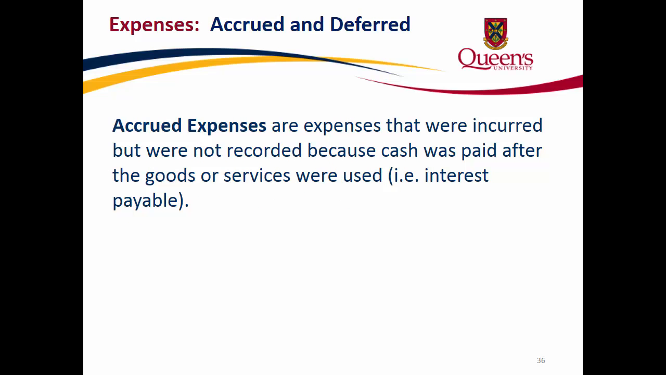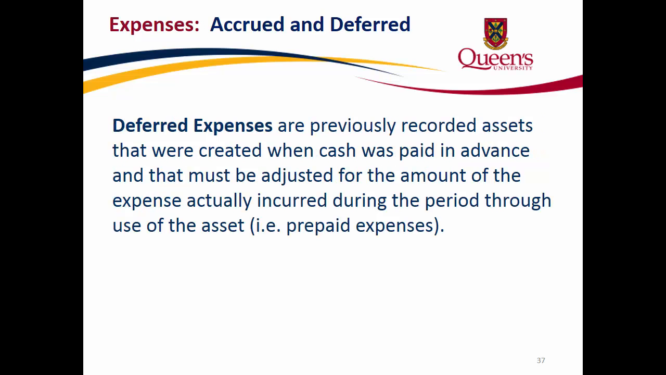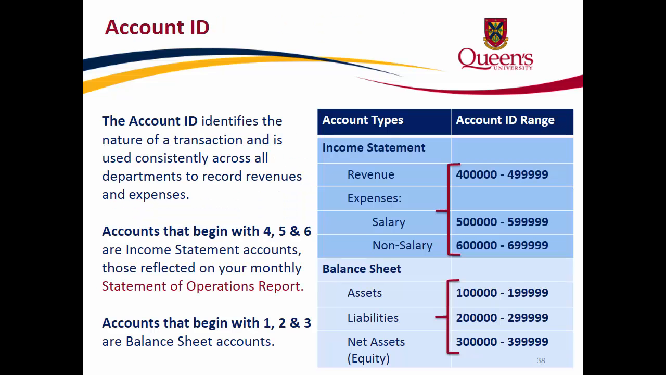Accrued expenses are expenses that were incurred but were not recorded because cash was paid after the goods or services were used, i.e., interest payable. Deferred expenses are previously recorded assets that were created when cash was paid in advance and that must be adjusted for the amount of the expense actually incurred during the period through the use of the asset, i.e., prepaid expenses.